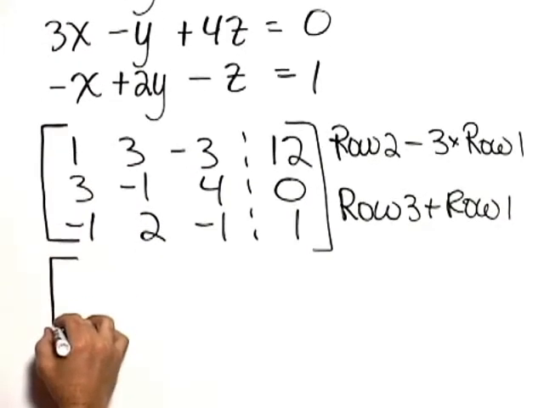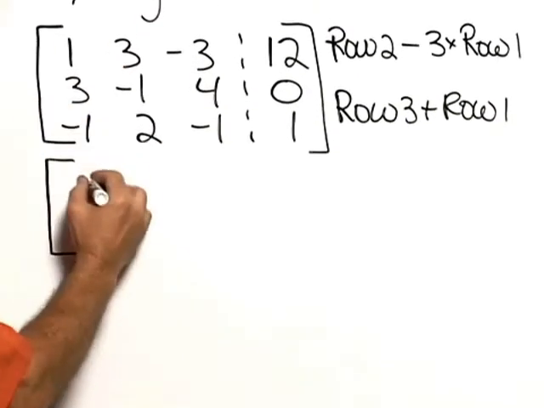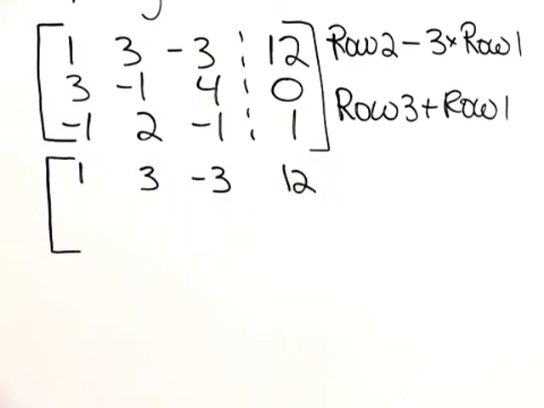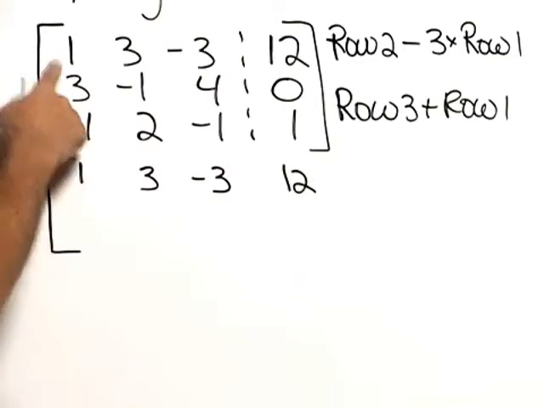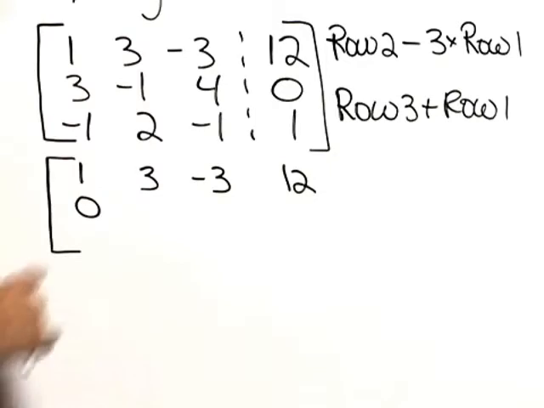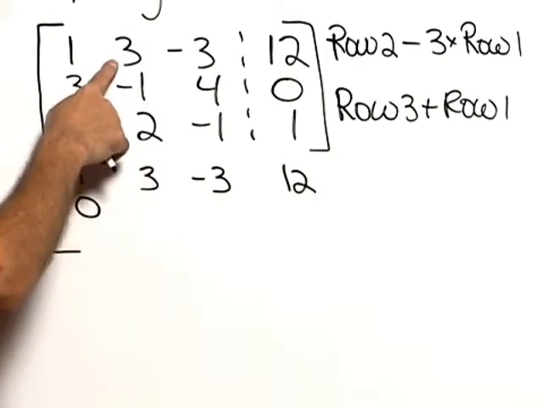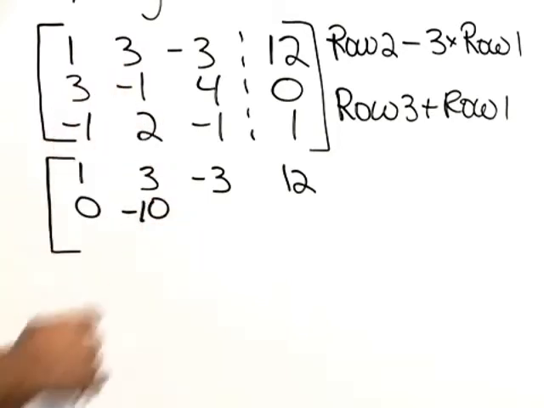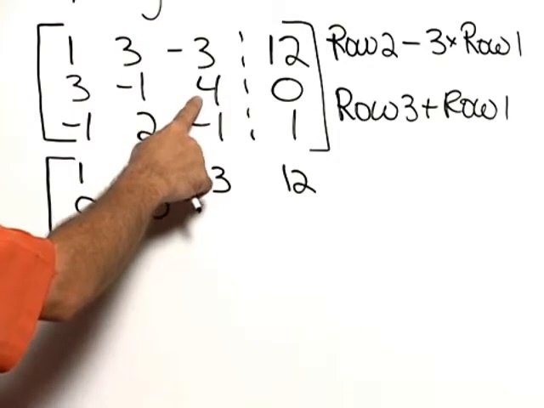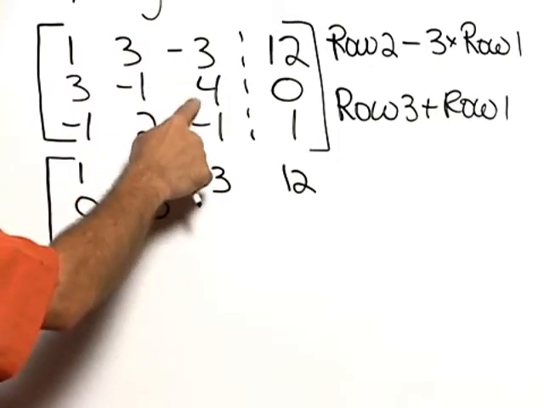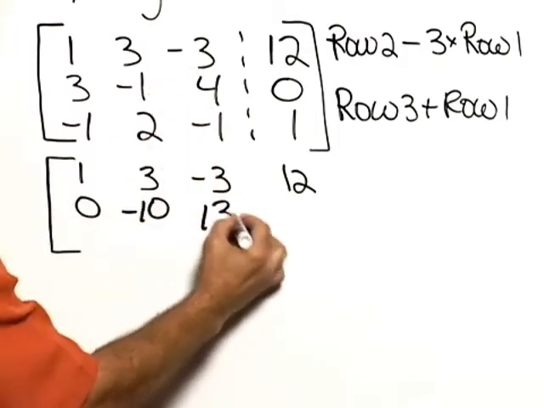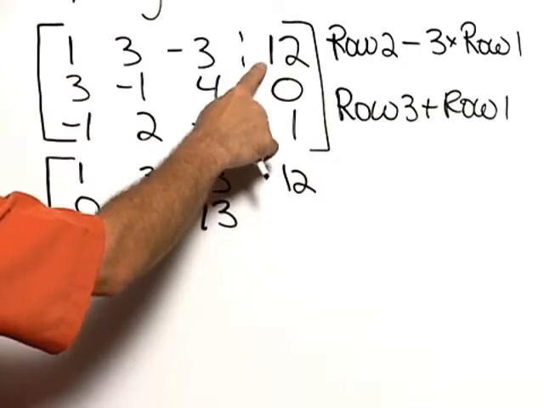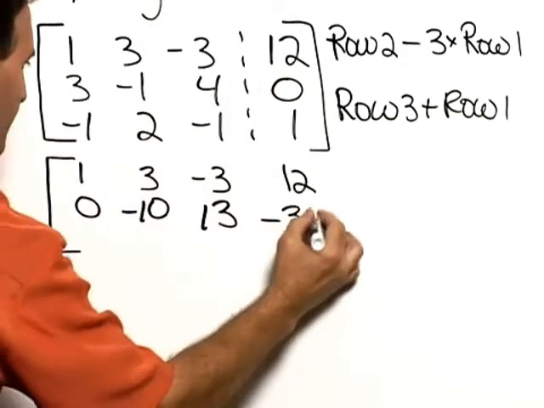So we start by recognizing that row 1 remains unchanged: 1, 3, negative 3, 12. Row 2 minus 3 times row 1 puts a 0 there. Negative 1 minus 9 is negative 10. 4 minus 3 times negative 3, so that's really 4 plus 9 for 13. 0 minus 3 times 12 is negative 36.